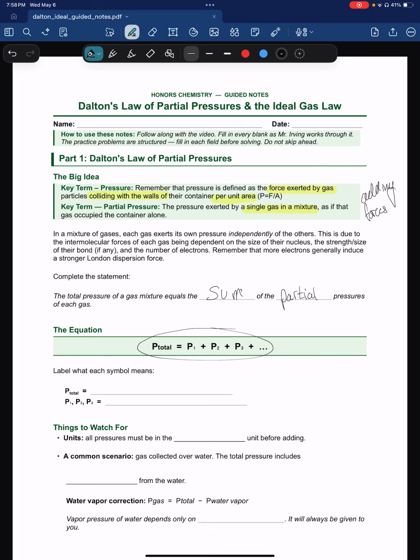The P total is the total pressure of the gas mixture. Total pressure of the mixture. Sorry, that's kind of bad handwriting. Whereas P1, P2, and P3, etc., these are the partial pressures of each individual gas.